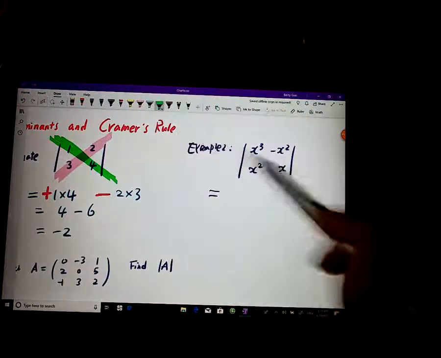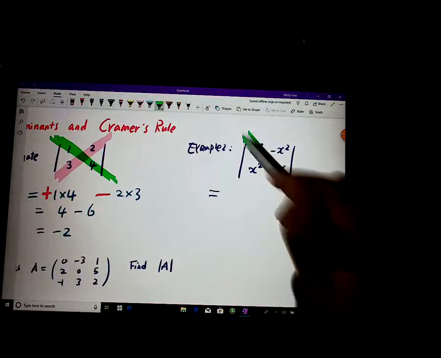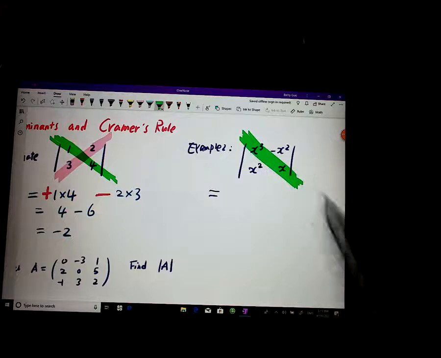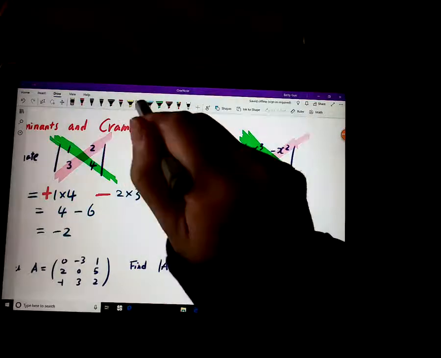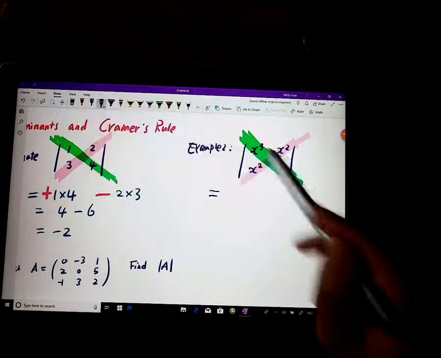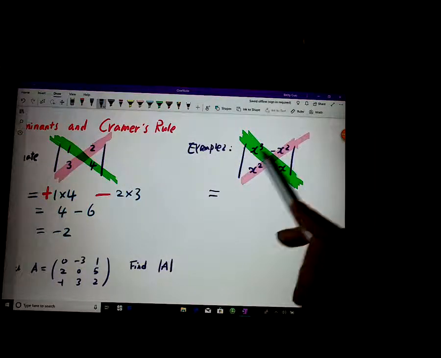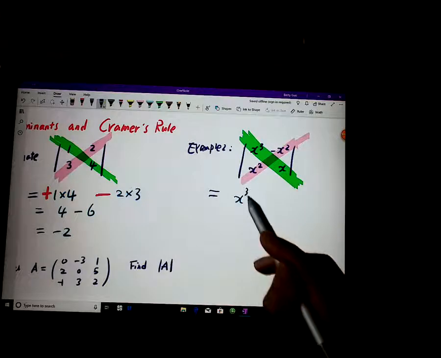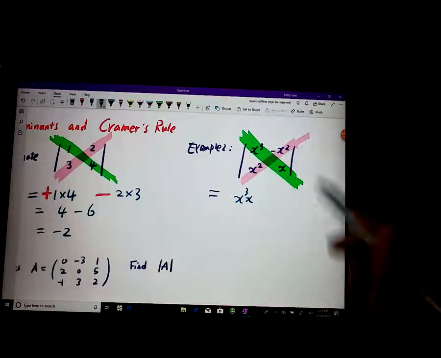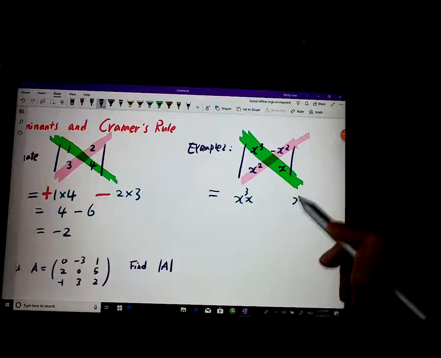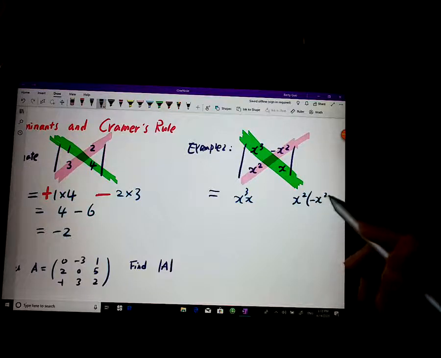Firstly, we need to find the main diagonal, green. We're going to keep the color. Green would be the main diagonal, and the pink would be the vice diagonal. Multiply the 2 entries on the main diagonal, x times x cubed, that is x cubed times x. And multiply the 2 entries in the vice diagonal. That would be x squared times negative x squared, right?